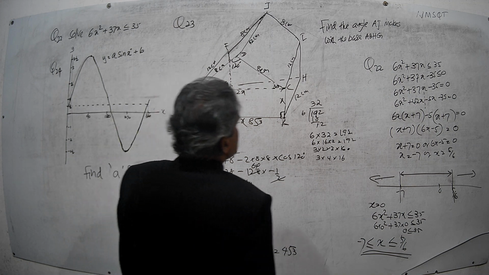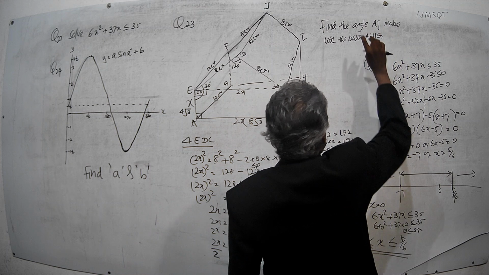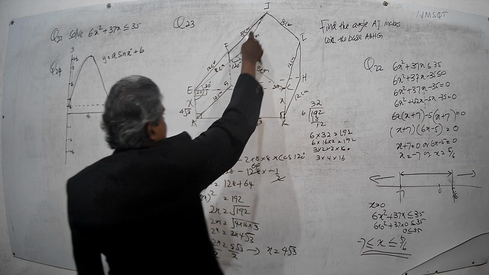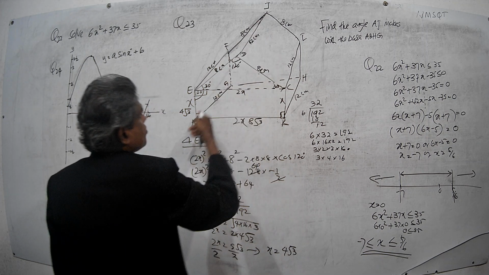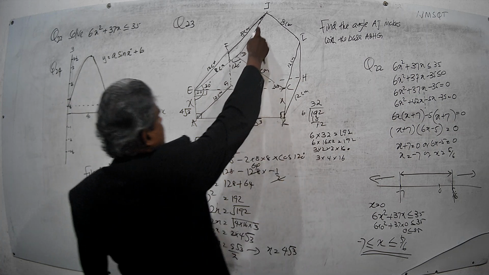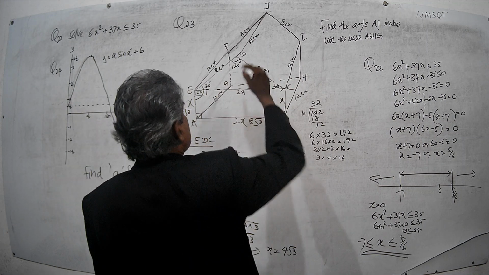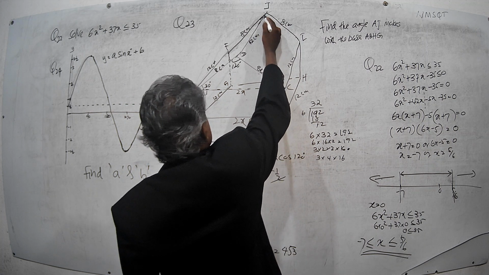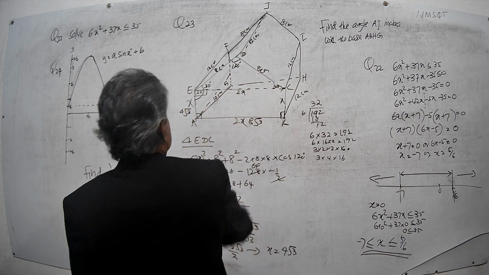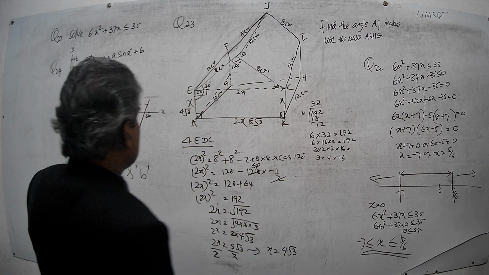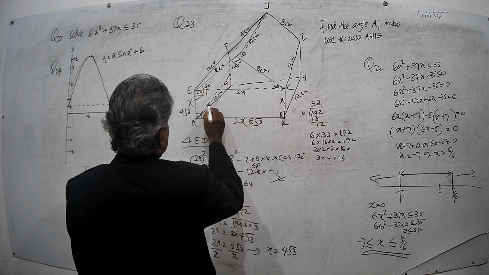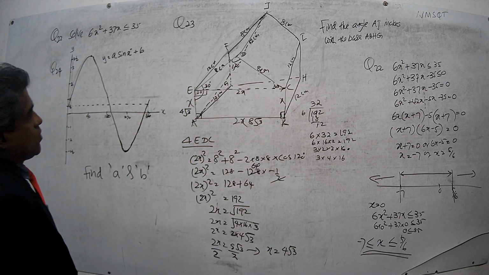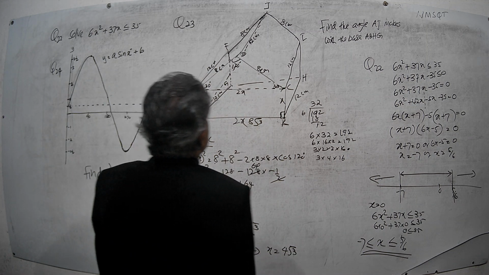Then we want to find what they actually ask: the angle that AJ makes with this ABHG base. AJ means this line. They will draw that line. If you draw that line, it will be like this. And the angle that they say is this.